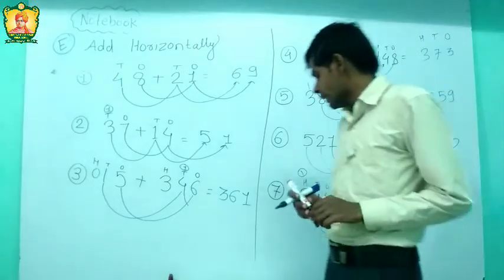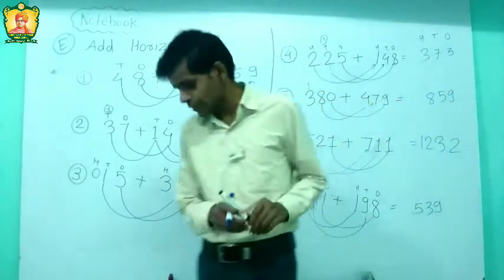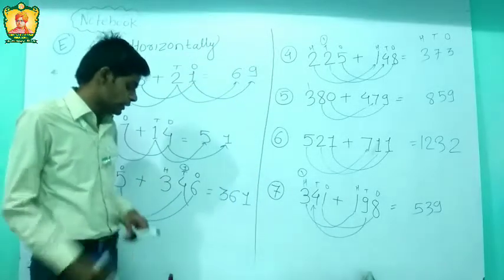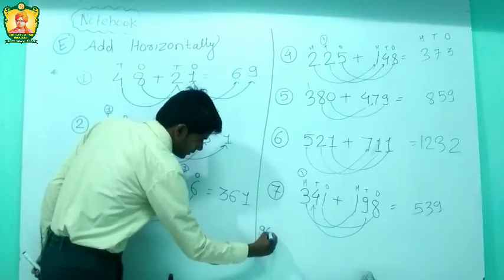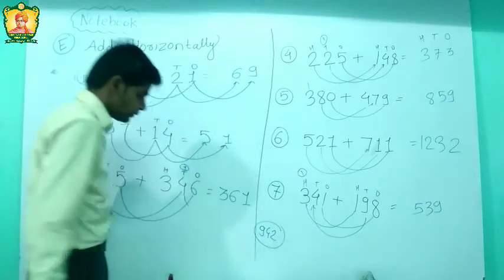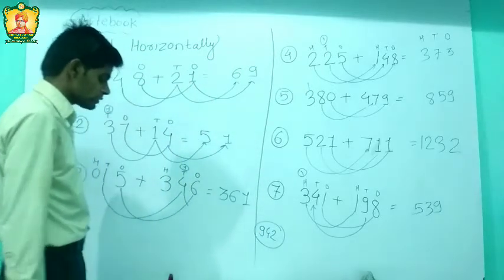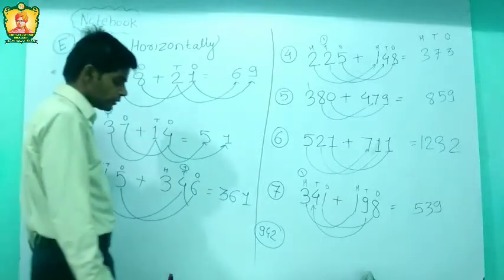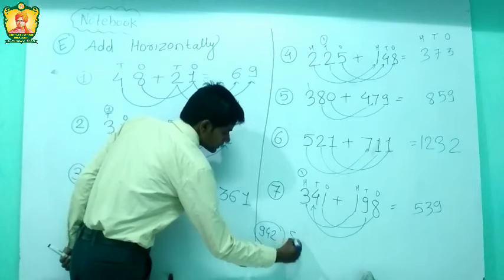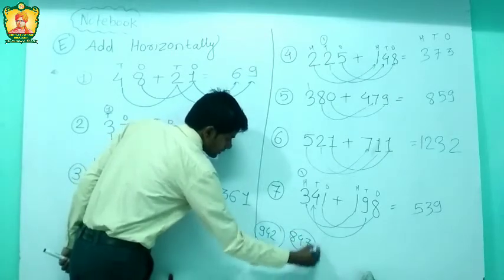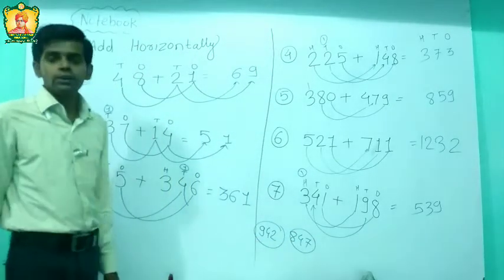I am telling the question number 8. The answer of question number 8 is 942. 942 is the answer of the 8th one, and the 9th question is 625 plus 222, which gives us 847. The answer of the 9th question is 847.